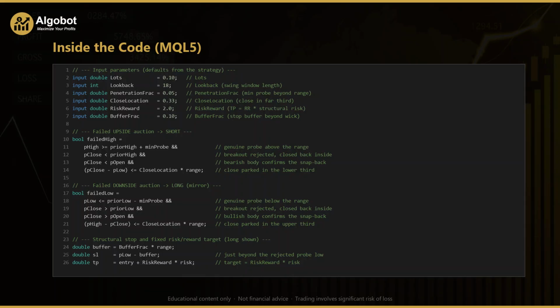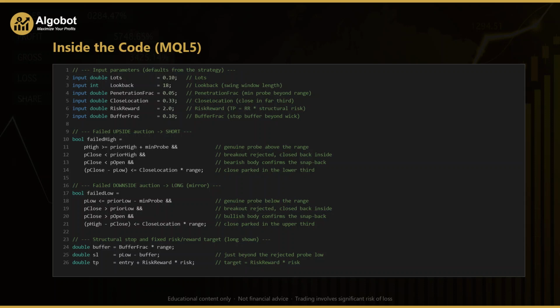At the top are the input parameters, the dials you can adjust before running the expert advisor. Lots controls the trade size. Lookback sets how many bars form the swing window. With a default of 18, a larger value defines a wider, slower range, while a smaller one reacts to more local structure.